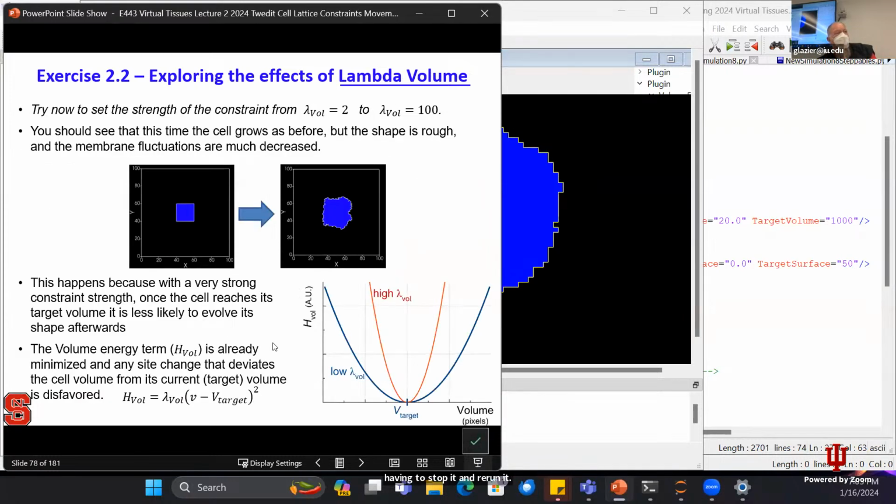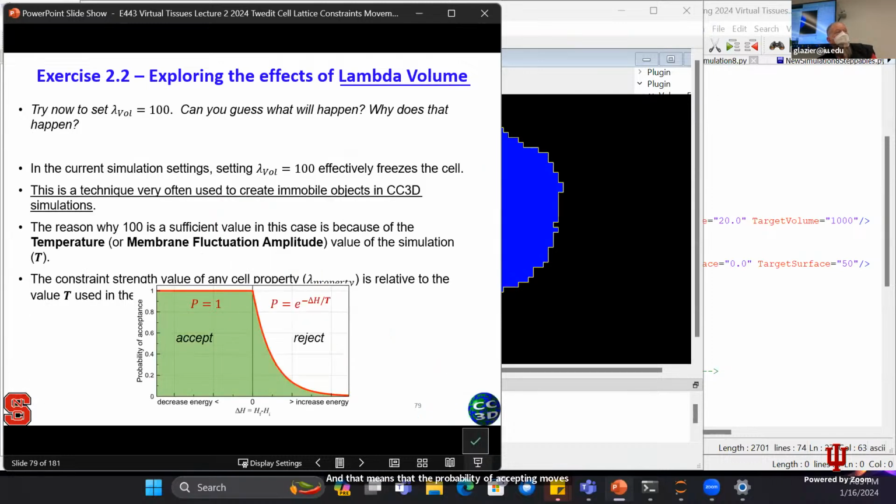But I think you can see what happens. If I make the volume constraint very large, then the cost of moving away from the target volume is very high. And that means that the probability of accepting moves that are not exactly on the target volume is low. And so that reduces fluctuations.